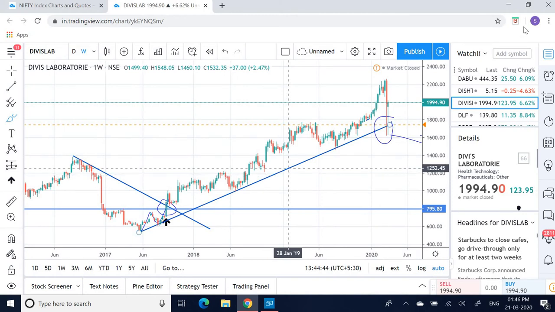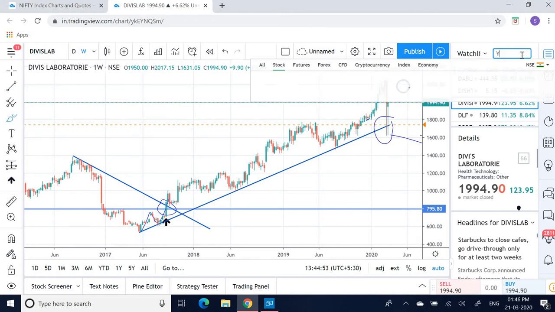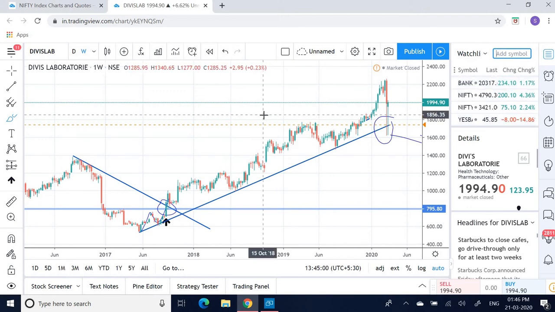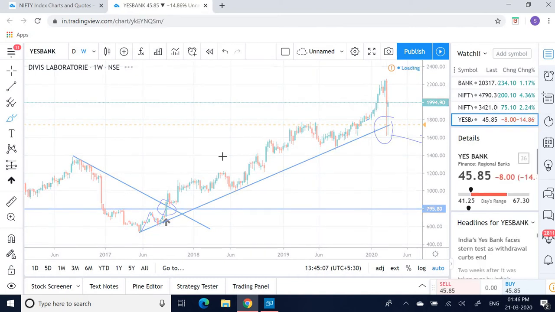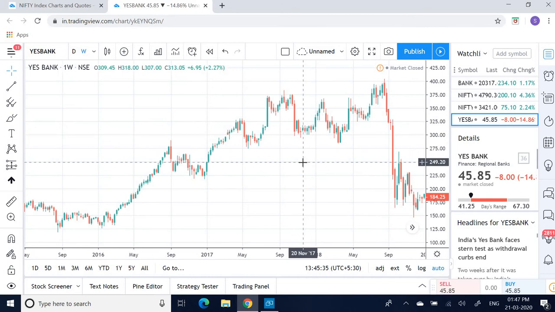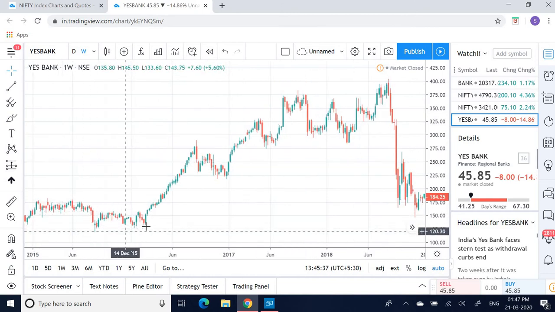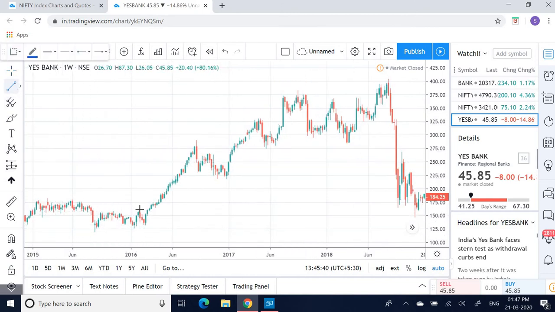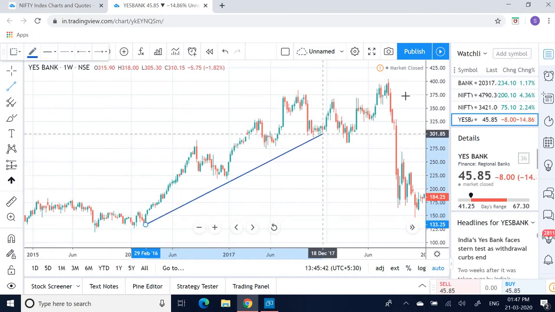Now I'll show you the most prominent examples of where this could have helped investors out. We will start with Yes Bank first, probably everyone's favorite stock as of now. Yeah, here we go. Okay, this is what you see, the low over here. You draw a trend line.